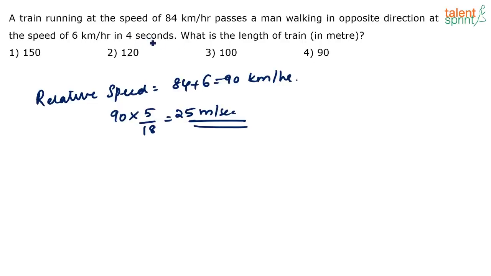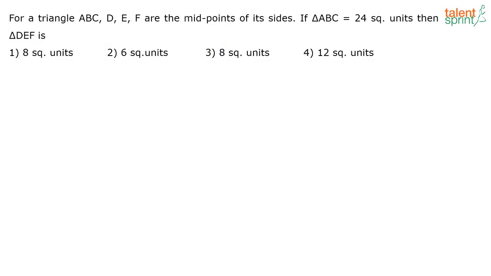Now the time taken for both of them to cross is 4 seconds. So what is the length of the train? The length of the train is nothing but 25 into 4, that is equal to 100 meters. Option 3. Very, very straightforward question. Okay. So when you have two objects moving towards each other or crossing each other, whatever be the overtaking, you have to take into consideration the relative speed.